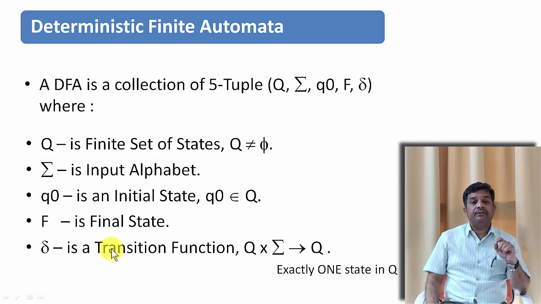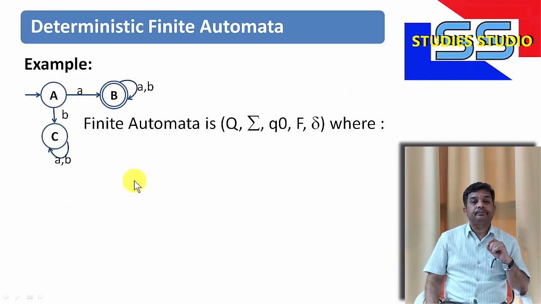So F is supposed to be a subset of Q. And the transition function is nothing but the Cartesian product of the set of states and input symbols, and it will go to the set of states. Here under DFA, one thing that is important is that it will map to exactly one state of Q. We'll see what it is.